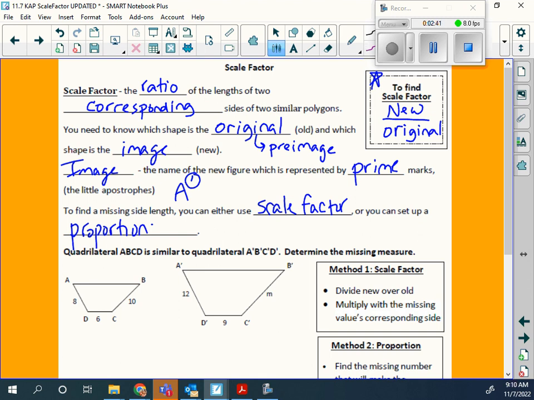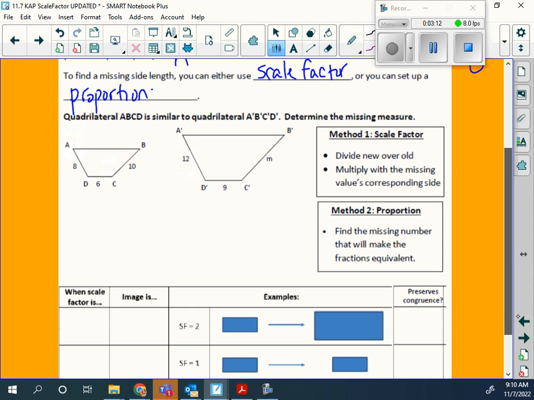This is model over actual. So if you stop and think about it, your original object is the actual object, and the new one is the model. See what I'm saying? Like if you're making a scale model. Okay, then that might help you. Or if you want to remember new over original, just say no. No. Okay. Whatever you want to do to help remember, okay?